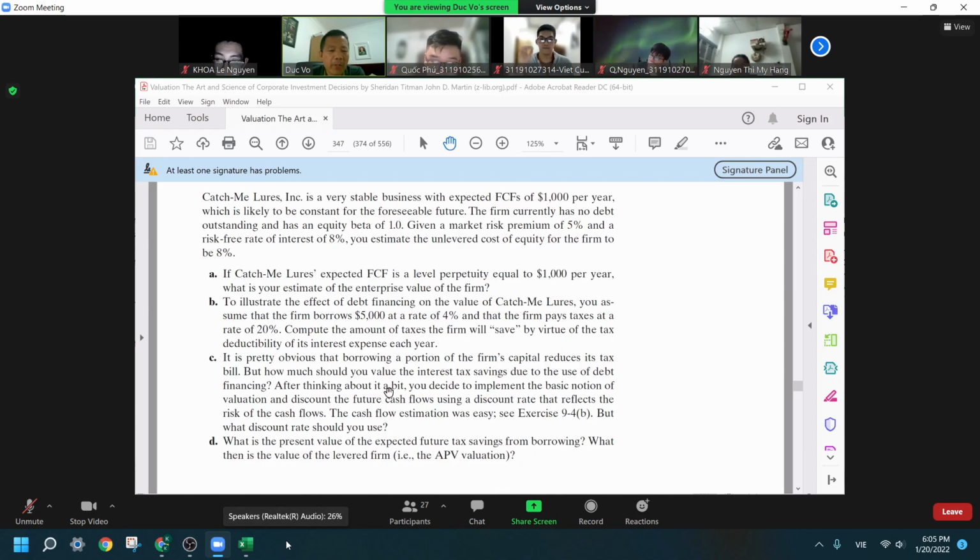After thinking about it a bit, you decide to implement the basic notion of valuation and discount the future cash flow using a discount rate that reflects the risk of the cash flow. The cash flow estimation was easy, but what discount rate should you use? So go back to the question I asked you previously. When you try to calculate the present value for the interest tax saving, what should be used as the discount rate?